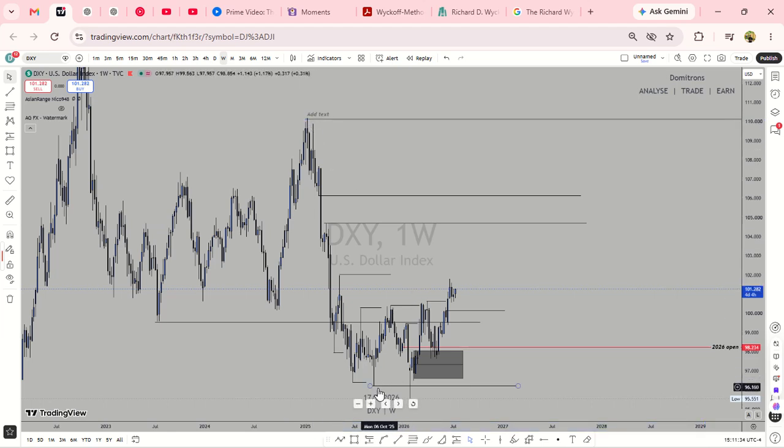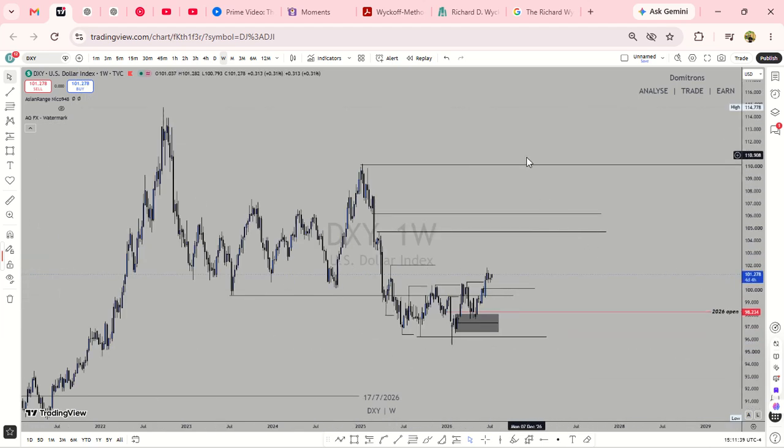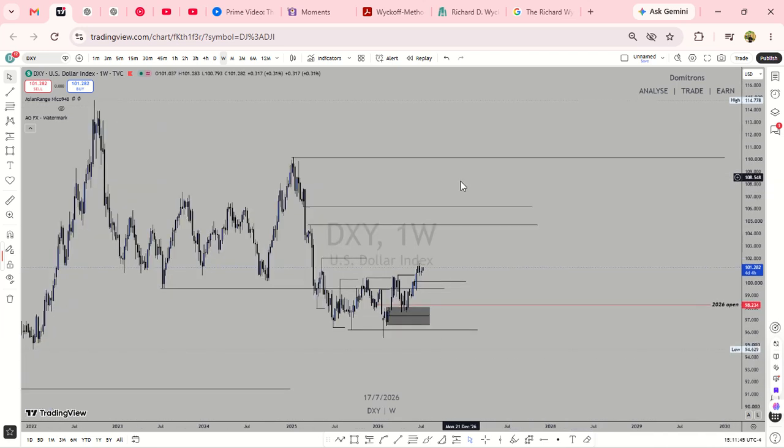So we say we took liquidity from previous year's low and we'll be drawn to liquidity on previous year's high. So when 2027 occurs, when 2027 opening price starts, then we can have a directional bias.